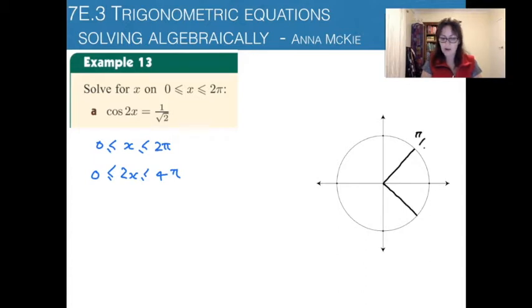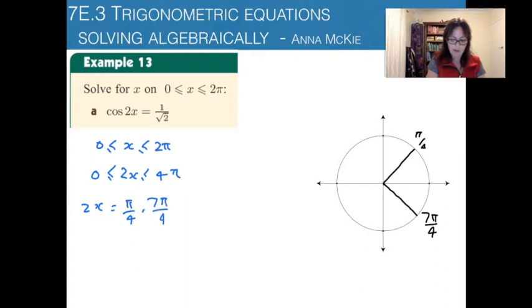And they are pi on 4 and 7 pi on 4. And so we start writing that out for 2x. So that's equal to pi on 4 and 7 pi on 4. However, what we've worked out is that we need to take it into account for 4 pi.